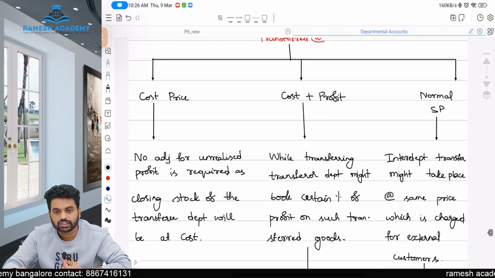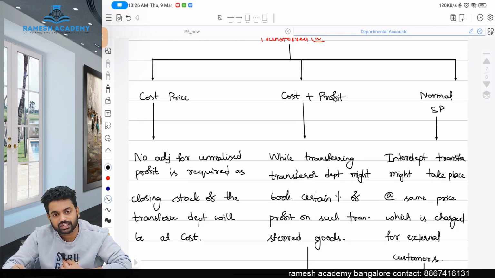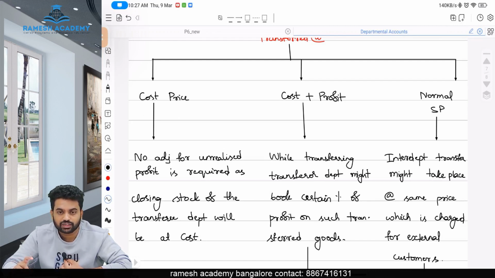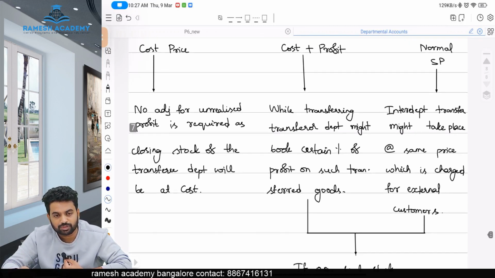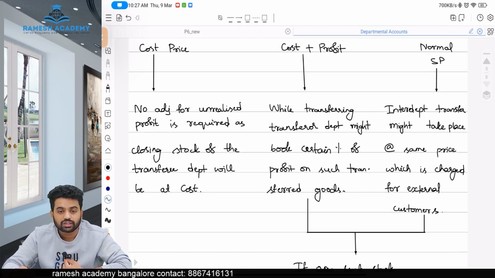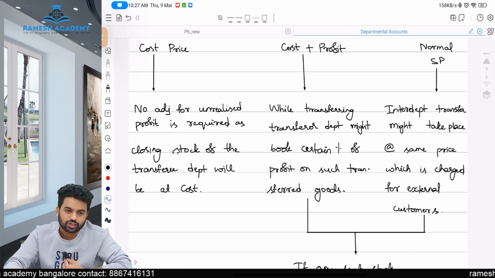Again, normal selling price is the same thing. They might sell goods to the departments at the same price at which they sell to their customers. That is normal selling price. There will be a profit element for each department, and if those goods are unsold, the booked profit should be reversed for the organization as a whole. So where are we going to reverse it? We are going to reverse it in the general P&L of the organization. Okay, fine.